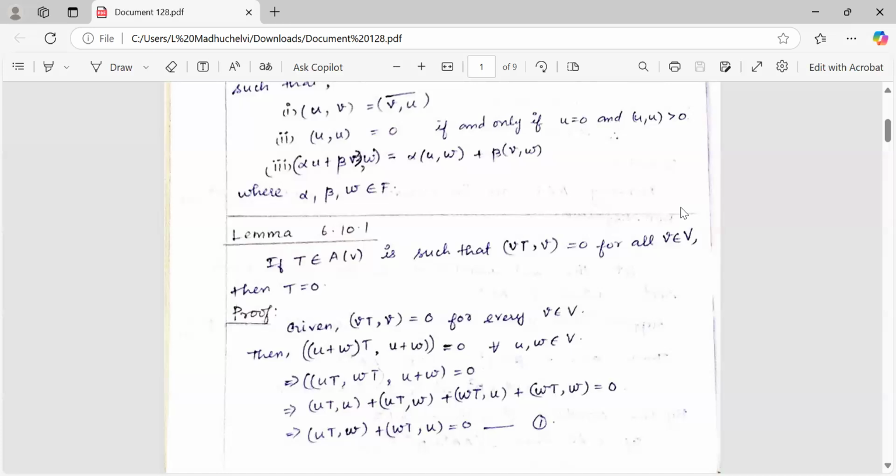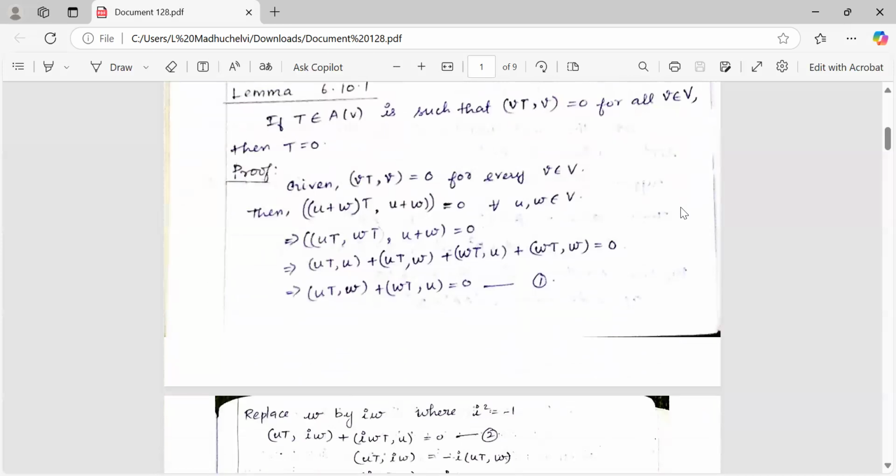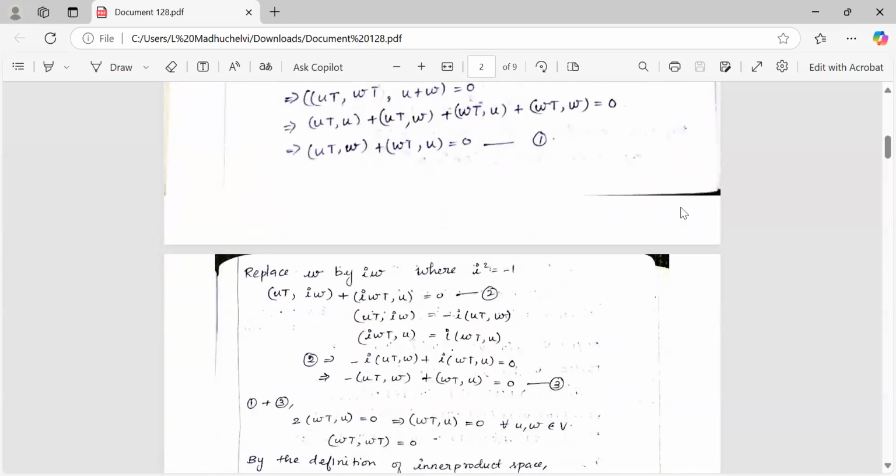We can write this as (uT, u) plus (uT, w) plus (wT, u) plus (wT, w) equals 0. By the hypothesis, (uT, u) and (wT, w) equal 0. That's why we get only (uT, w) plus (wT, u) equals 0. Let us call this equation 1.